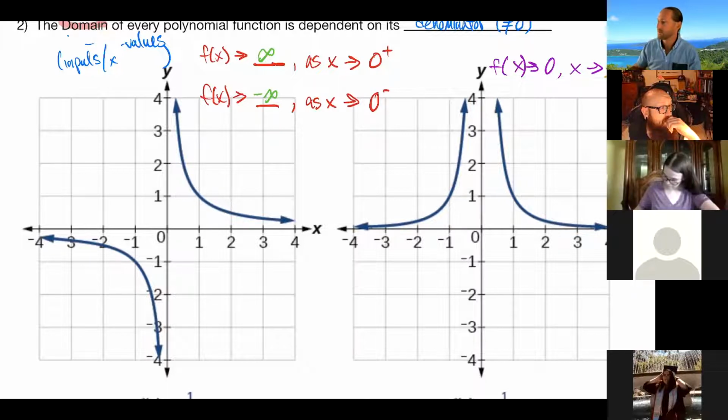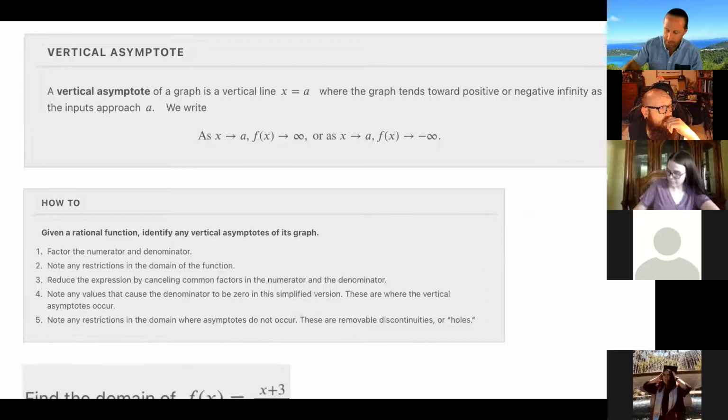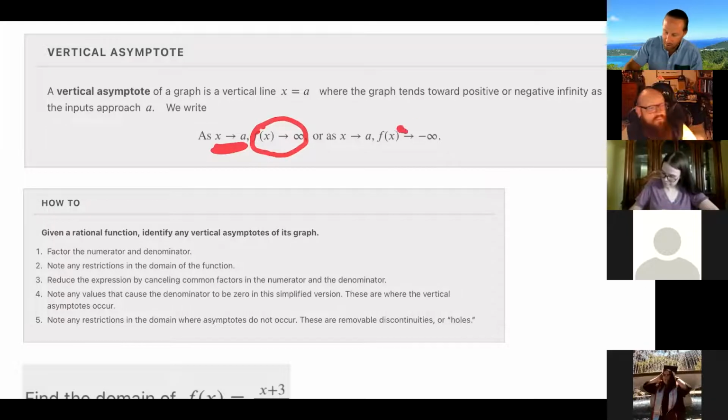Depending on what they give us. Okay. All right. So we talked about the vertical asymptotes. That's going to be at some number. Our y is going to either approach positive or negative infinity.